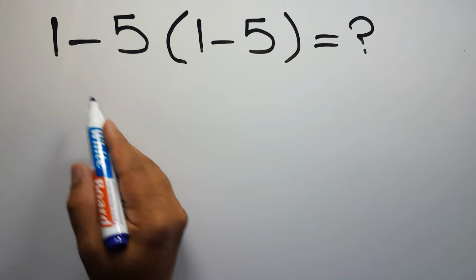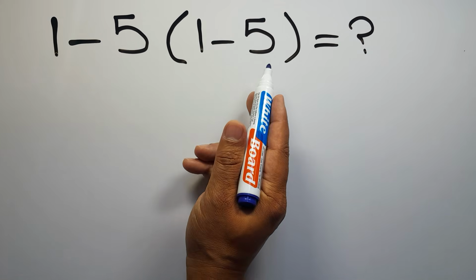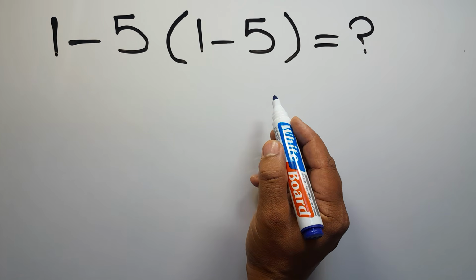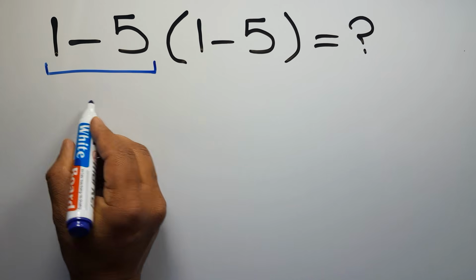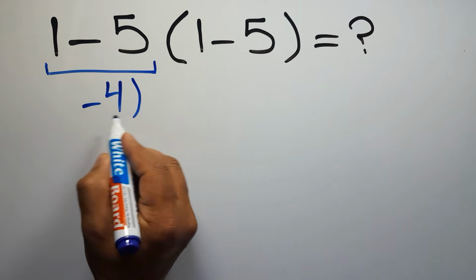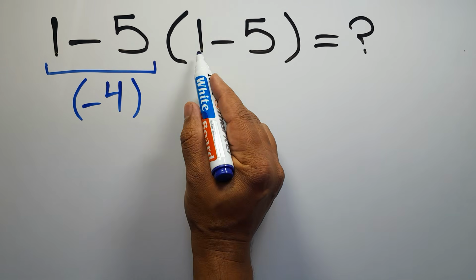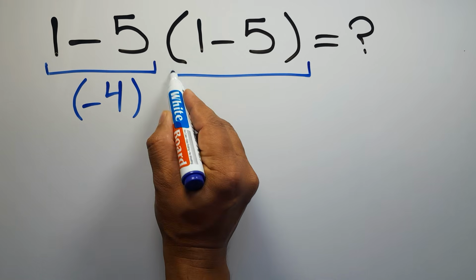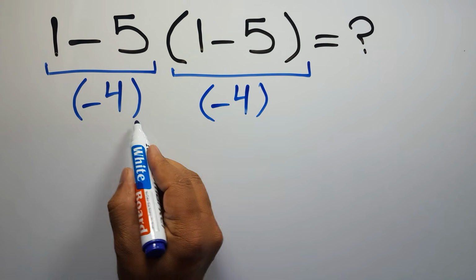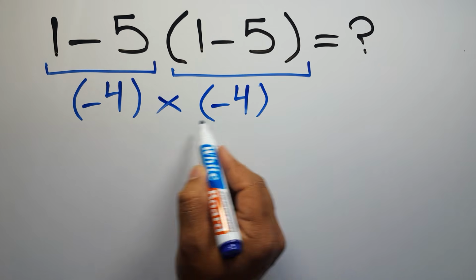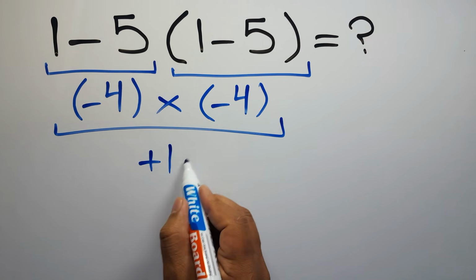In this video we want to find the value of this expression: 1 minus 5 times 1 minus 5. Are you ready to solve? Let's go ahead and get started. 1 minus 5 gives us negative 4. And again here inside this parentheses we have 1 minus 5. So negative 4 times negative 4 gives us positive 16.